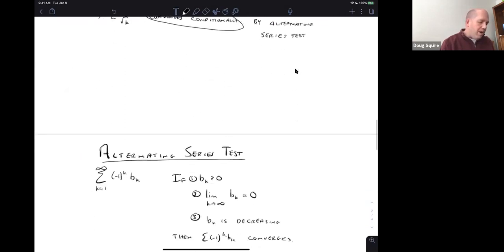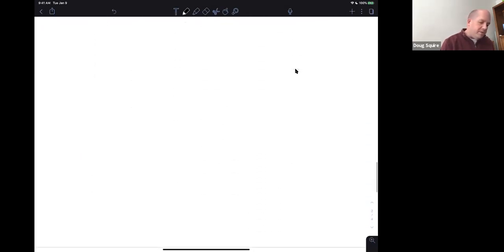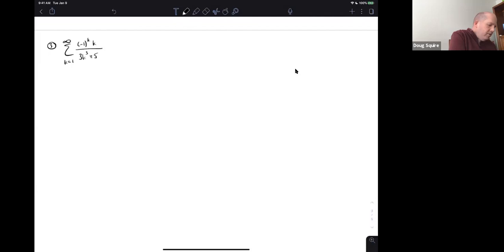So I want to go through two problems. I want to compare the solutions to the two. Again, it's just prove whether the series converges conditionally, converges absolutely, or diverges. And so problem 3 is going to be the sum k equals 1 to infinity of -1 to the k times k over 3k to the third plus 5, and we'll just go with plus 5, okay?